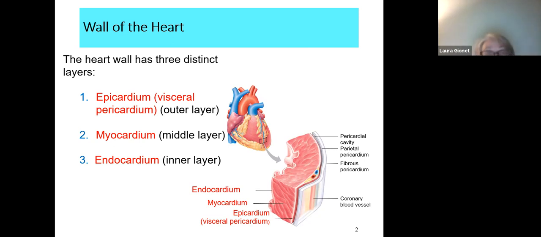Then we have the myocardium, which is the middle layer. That is composed of cardiac muscle tissue. That's your contractile layer. And then the most inner layer, endo means within, is composed of simple squamous epithelium.